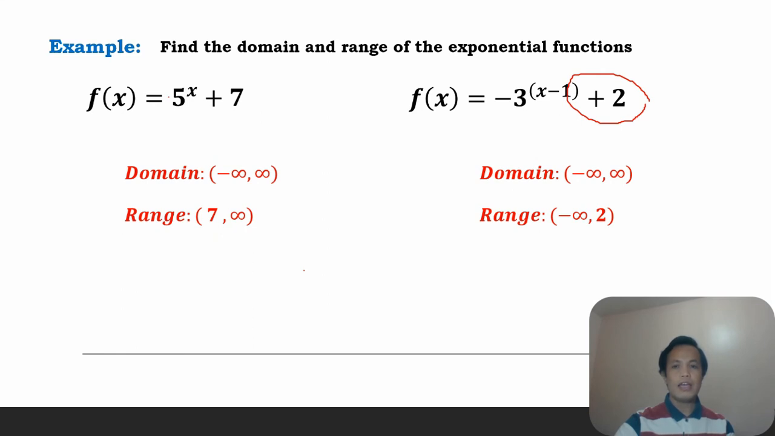So since a is negative 1, which is less than 0, it follows that we need to use the first rule, which is from negative infinity up to k. In this case, our k is positive 2.